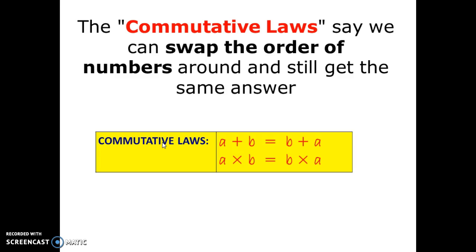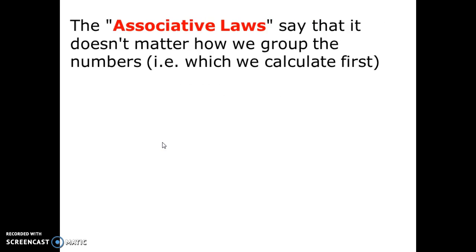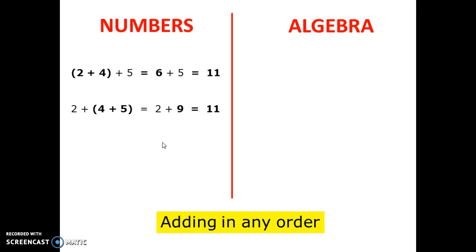So our commutative laws are focused around our addition and our multiplication. So we can do them in either order and get the same answer. Another kind of law that we have in our number system is our associative law, and that's saying that we can group certain processes together and get the same answer.